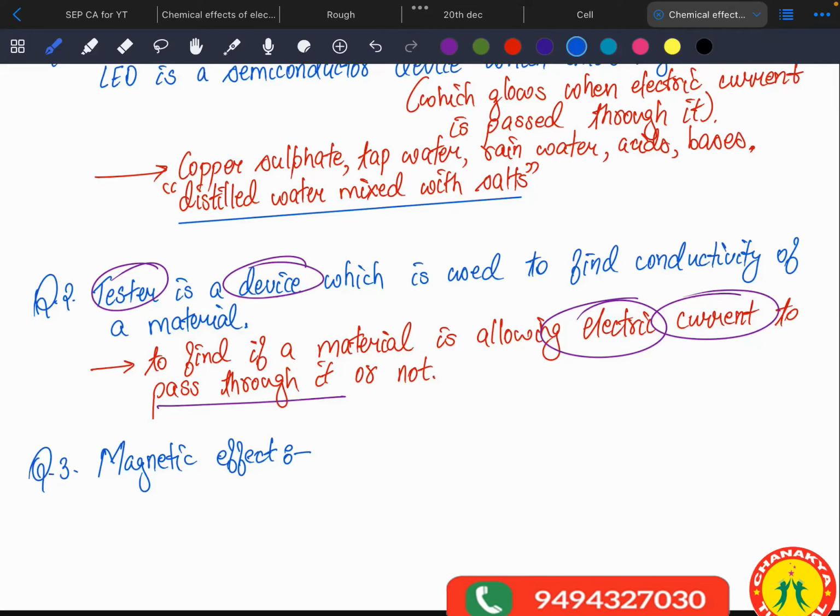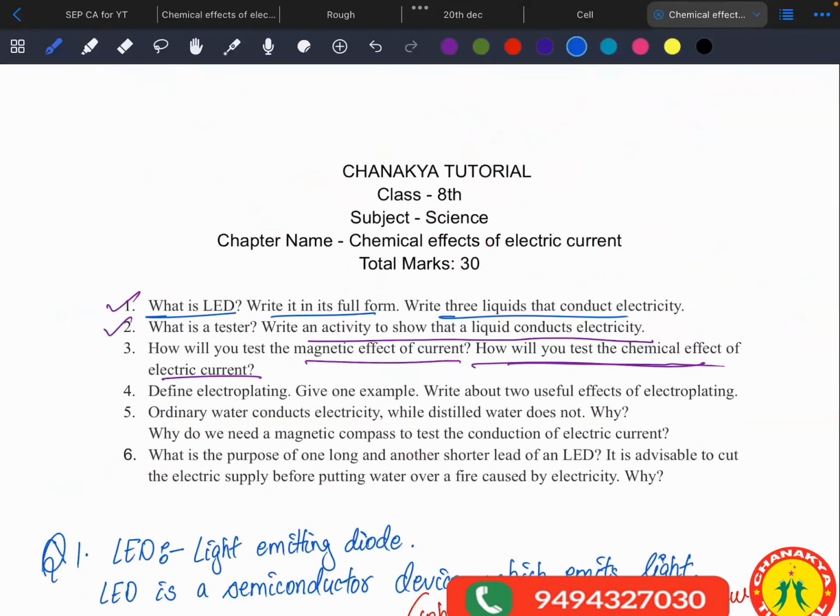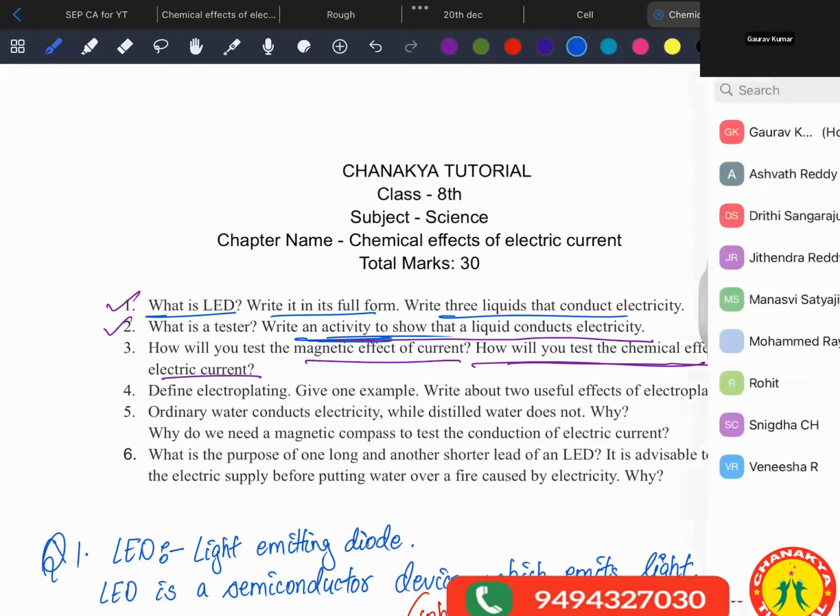Okay, we are talking about chemical effects. No, sir, I wrote this for the second one, not the third question. Okay, you wrote for the second question. Okay, no problem. Yes, sir.